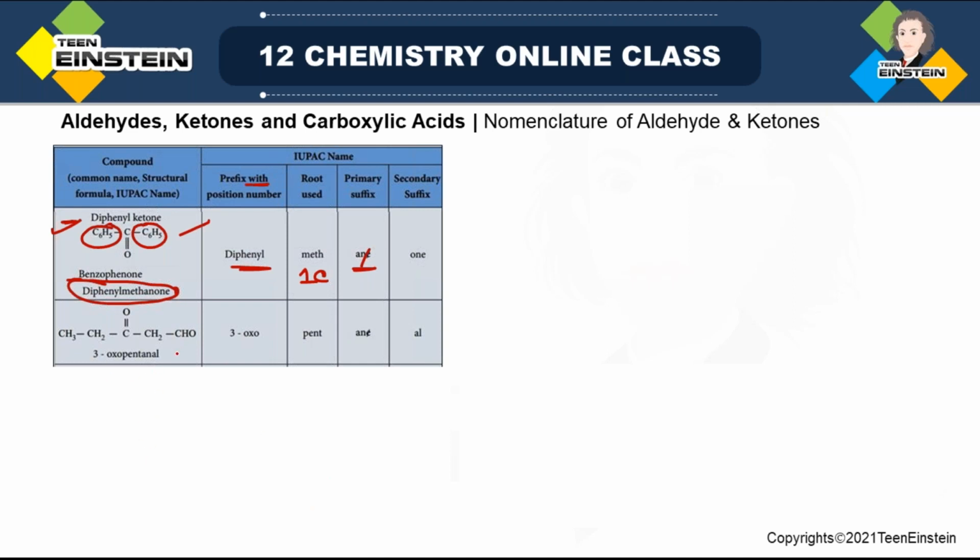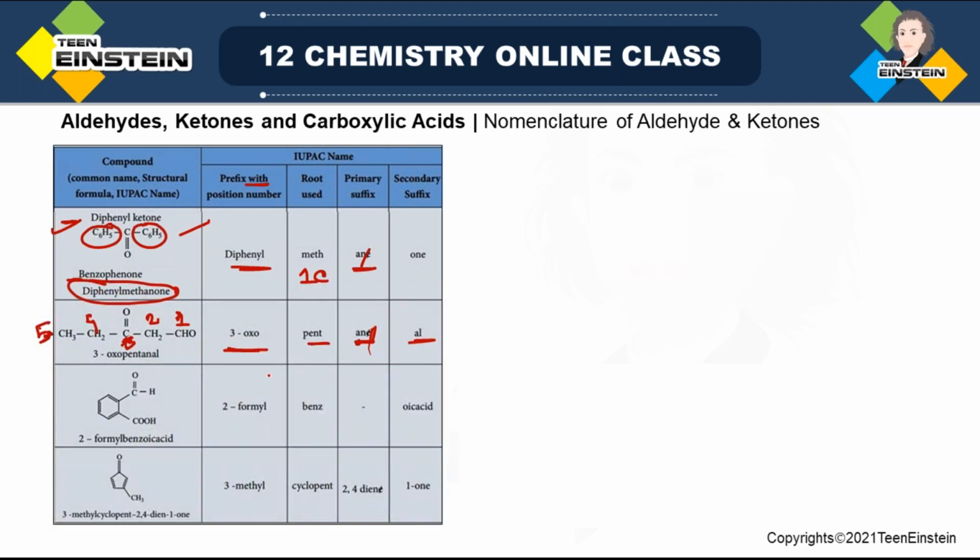Similarly, the second example, you have both keto group as well as aldehyde. So aldehyde is getting more priority. This is 1, 2, 3, 4, 5. So at 3 position you have keto group. So that is why it is 3-oxo prefix. Root word will be pent because the total number of carbons in the longest chain is 5. Then again primary suffix, it is AN because the corresponding alkane is ANE, and secondary suffix is AL. Fine. So 3-oxo pentanal because E is not written.